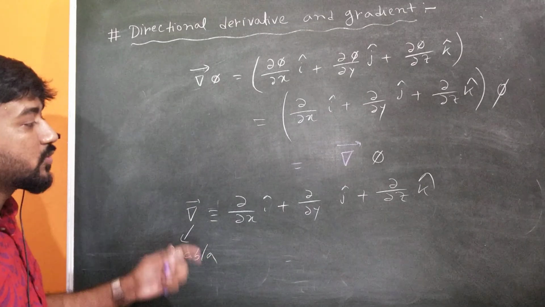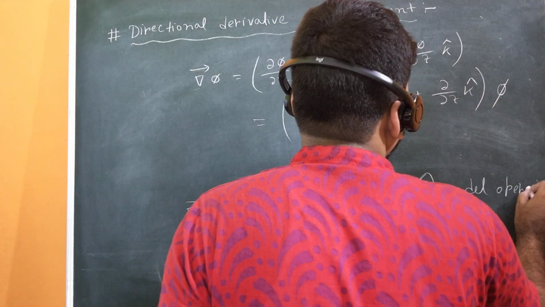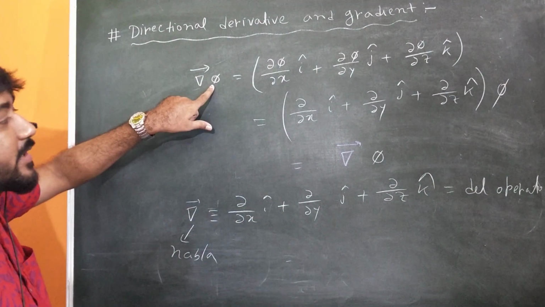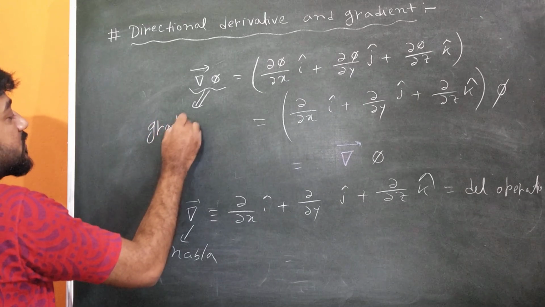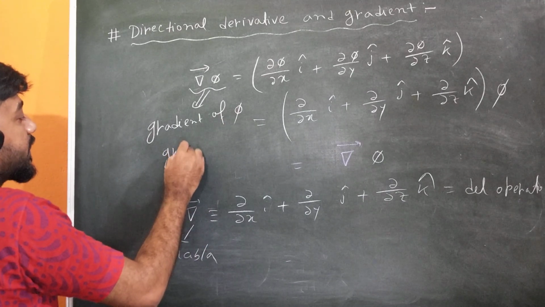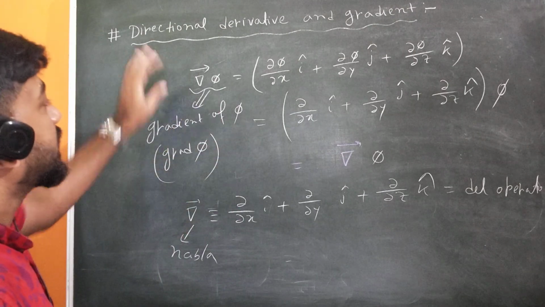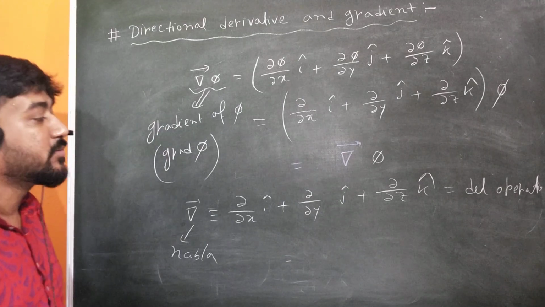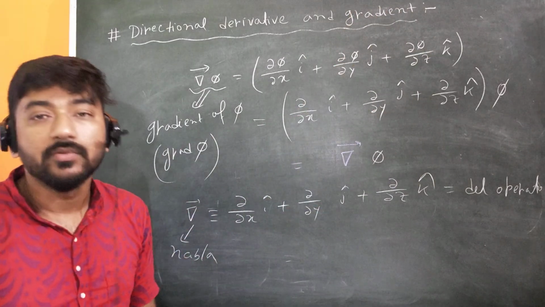Okay, and if you talk about this operator, then it can be called the del operator. When this del operator operates on a scalar function phi directly, then this is known as the gradient of this function, that is gradient of phi, or popularly known as grad phi. So this is all about gradient of phi and the directional derivative at a particular direction. For the directional derivative, you have to just take the dot product of grad phi and the unit vector along which you have to find the directional derivative.